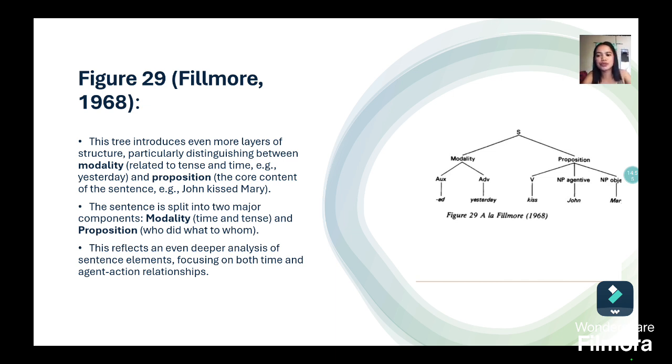Now let's proceed to the figure Fillmore 1968. This tree introduces even more layers of the structure, particularly distinguishing between modality, related to tense and time, example yesterday, and the proposition, the core content of the sentence, example John kissed Mary. The sentence is split into two major components, modality, time and tense, and proposition, who did what to whom. So that figure reflects an even deeper analysis of sentence elements, focusing on both time and agent action relationship. So that is according to Fillmore 1968.